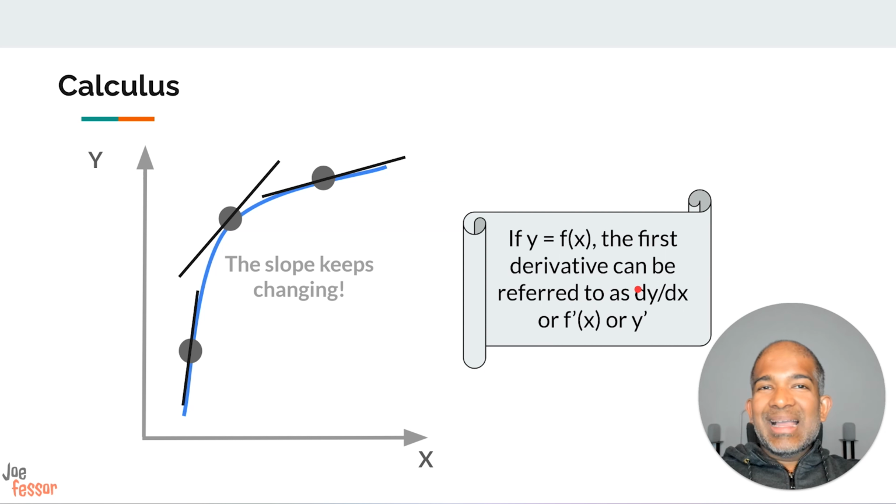And finally, a little notation for you. If our curve represents a function like, say, y is equal to f of x, then the first derivative, which is what those tangent lines represent, can be written as dy by dx. You might also see it as f prime x or simply y prime. They all mean the same thing.